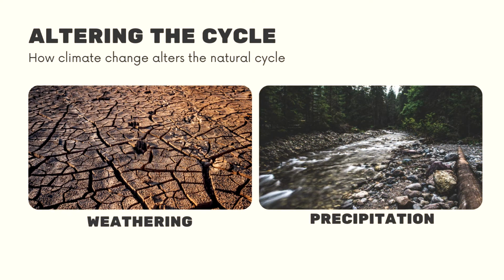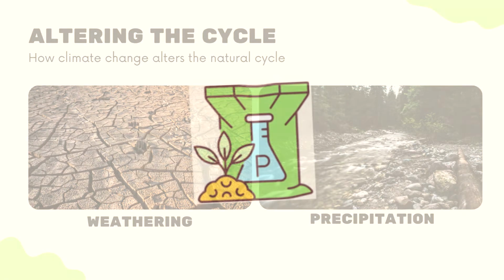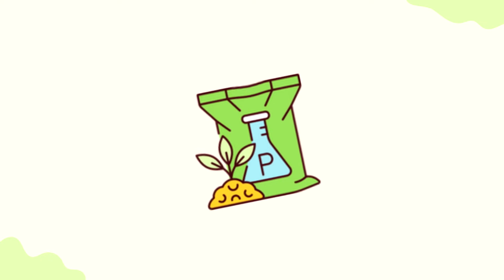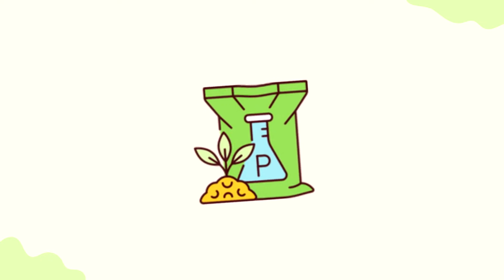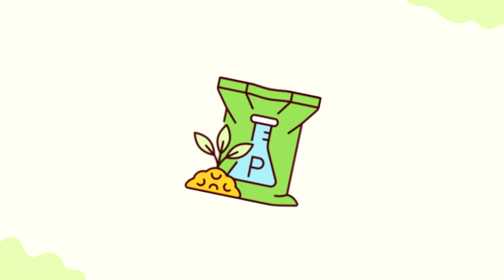Other than altering the cycle by human actions, climate change can also influence phosphorus levels. Phosphate ions and other minerals are released from rocks over time by weathering and precipitation. Now that we have talked about human actions and climate change, let's move on to the next topic, which will be discussed by the next presenter.